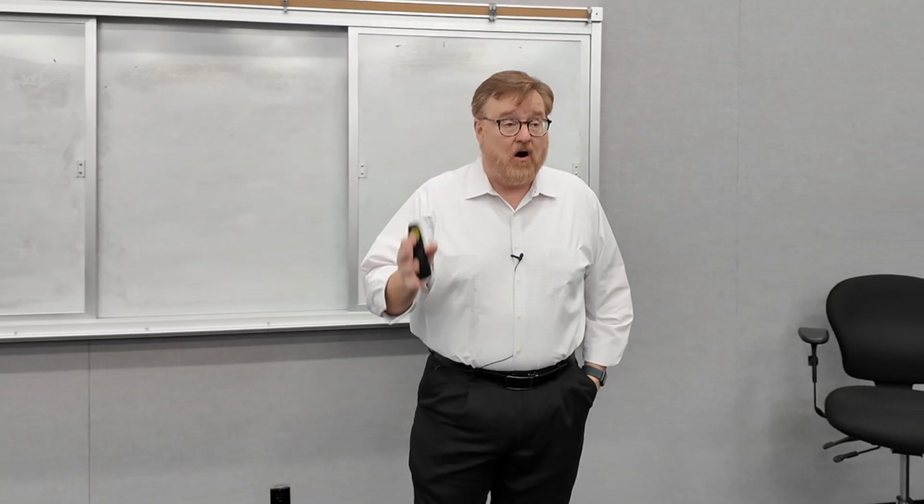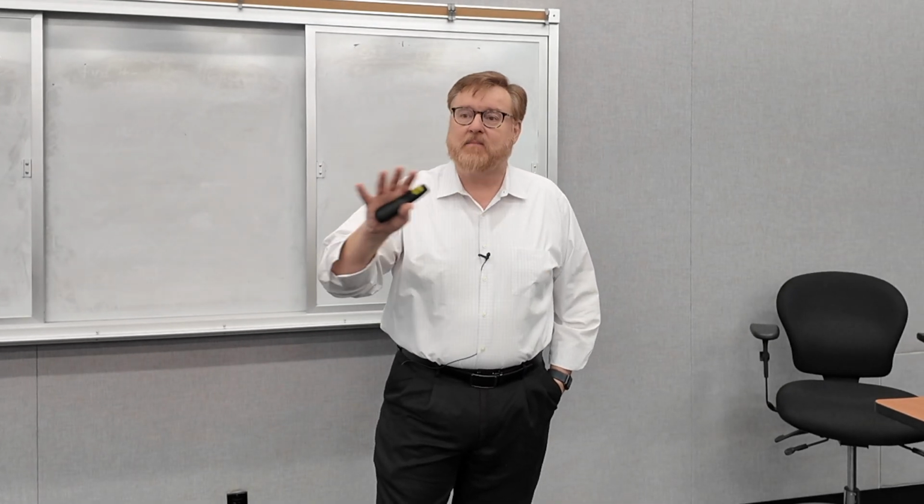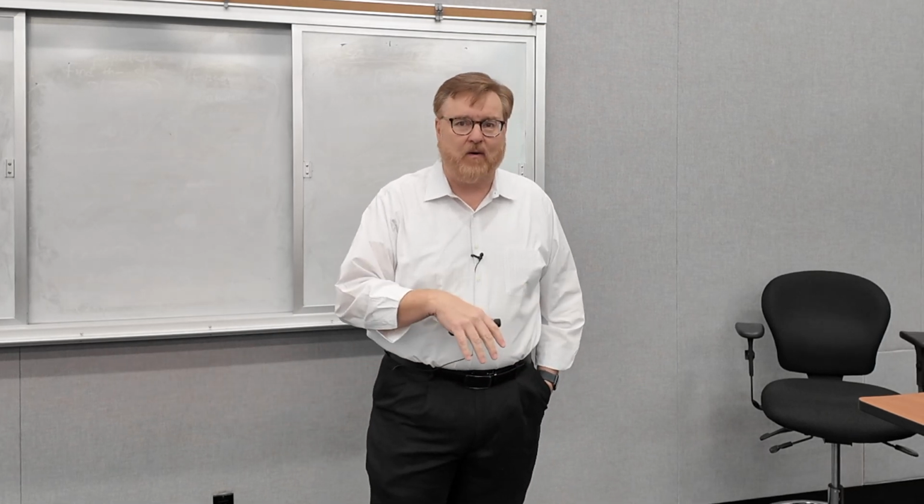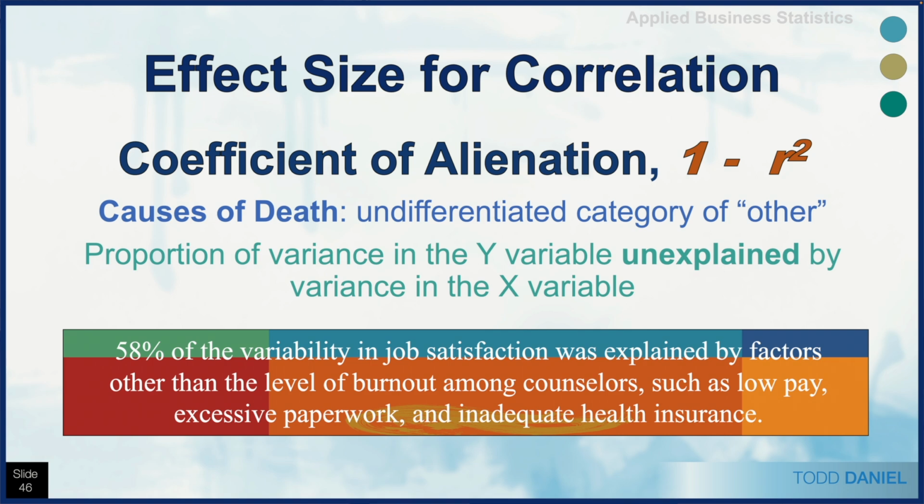With our R squared, we've explained all the variability that we can with our model. Everything that's left over goes into this other category, which is the coefficient of alienation, or 1 minus R squared. It's the proportion of variance in Y that is not explained by variance in X. Or in our example, 58% of the variability in job satisfaction was explained by factors other than the level of burnout among counselors, such as low pay, excessive paperwork, and inadequate health insurance.